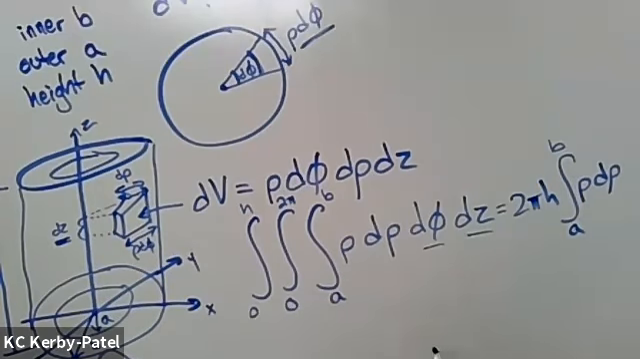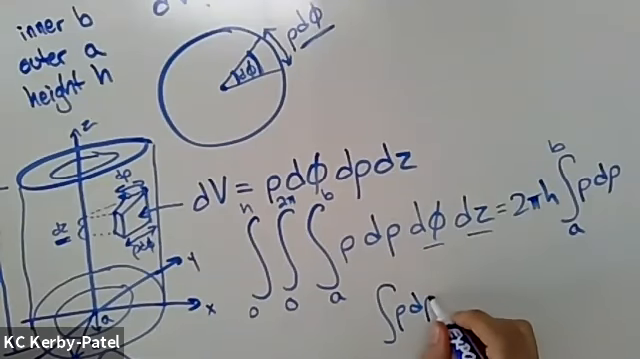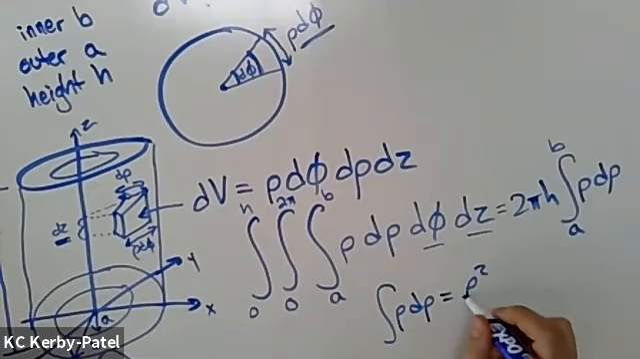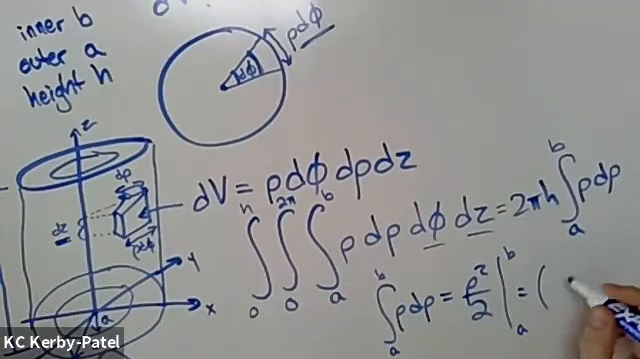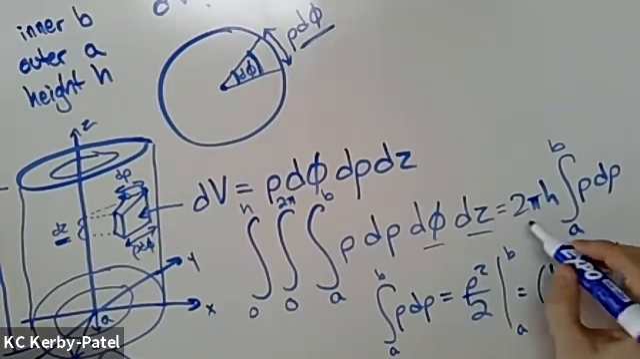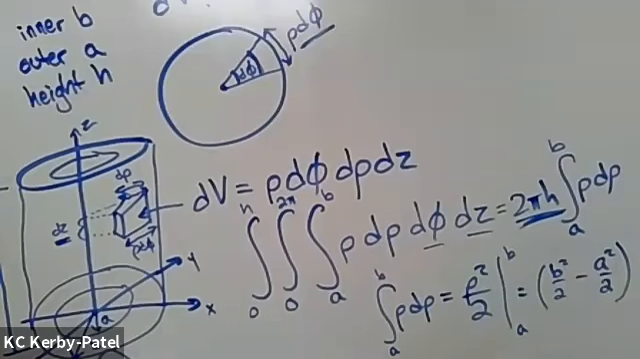Don't let the fact that we're integrating a Greek letter throw you off. The integral of rho d rho is equal to rho squared over 2, just like it would be if you were integrating x dx. And then here we have to evaluate it over the bounds. So we were going from a to b. So likewise here we'll go from a to b, and we'll end up with b squared over 2 minus a squared over 2. So that's what we're going to sub in here. We also have to multiply it by that 2 pi h.